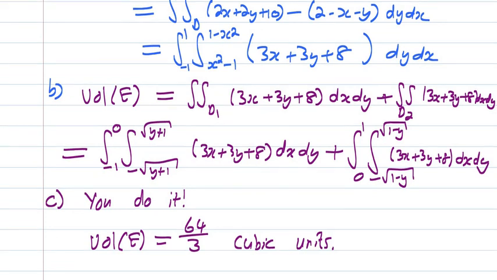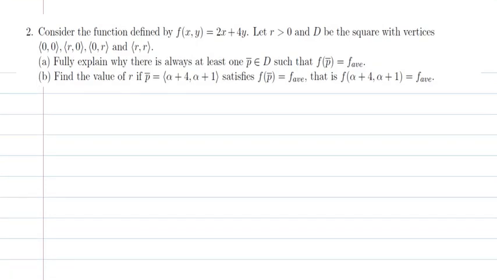Alrighty, let's move on to the last question, which was question 2. So we have a function of two variables. It is f(x,y) = 2x plus 4y. R is bigger than 0, and D is the square with vertices (0,0), (R,0), (0,R), (R,R). Now in part A, we need to fully explain why there is always at least one point P in the region D such that f(P) is equal to the average.